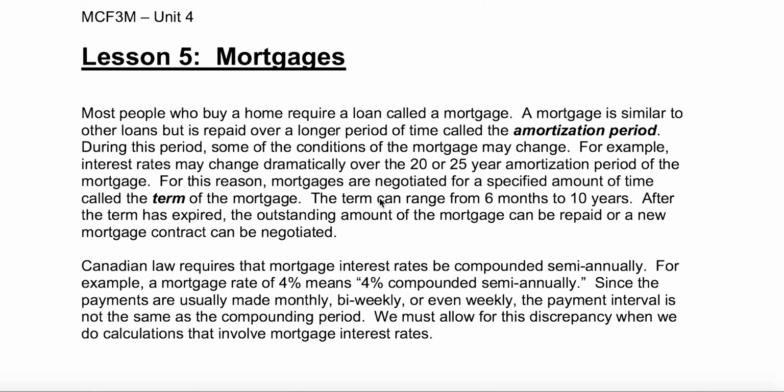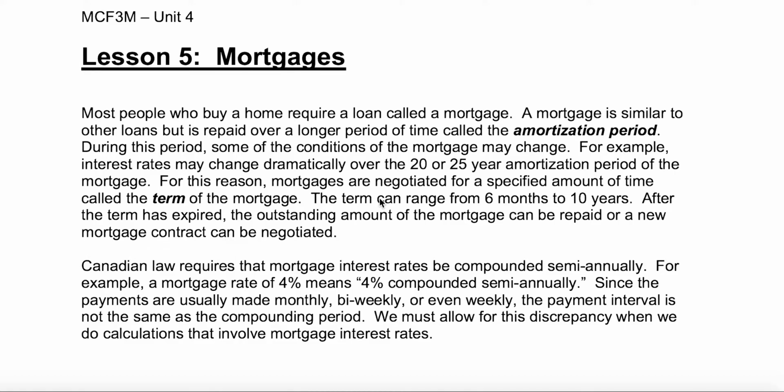Lesson 5 is on mortgages. Most people who buy a home require a loan called a mortgage. So it's not very common that people would have $200,000 or $300,000 to just buy a house. A mortgage is similar to another loan, but it usually takes a really long time to pay off.